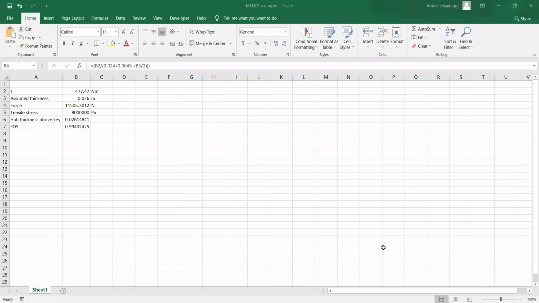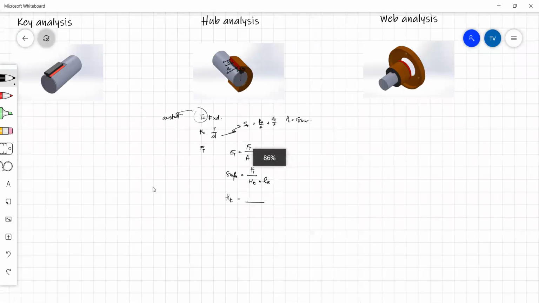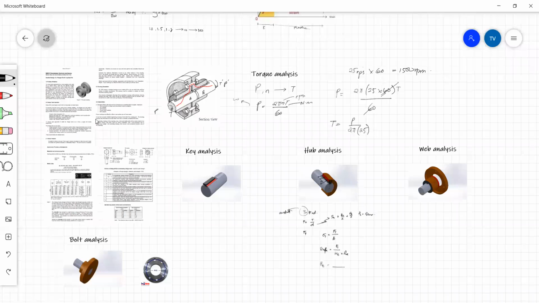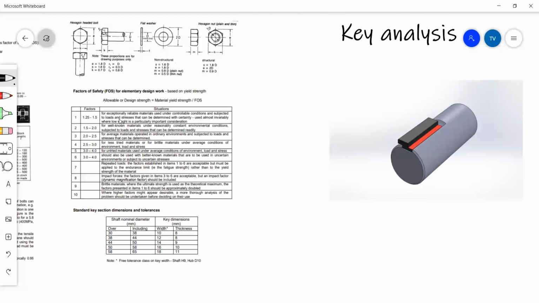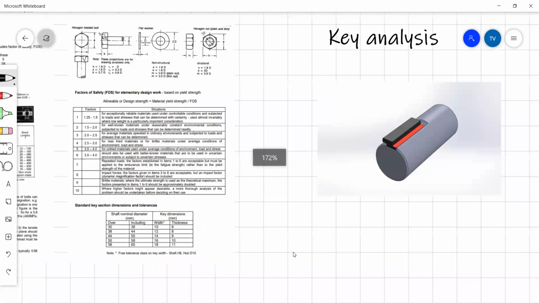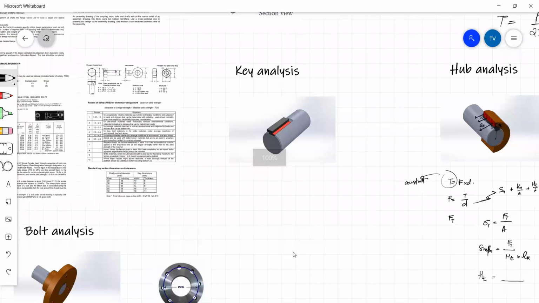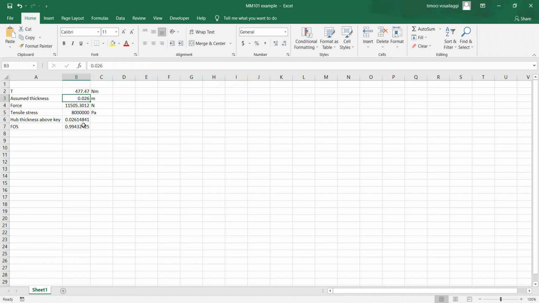So if you go back to your assignment, you see the different factors of safety. And it says here, factor of safety 1.25 to 1.5 for reliable materials under controllable conditions, which is what we are doing. So we will try and get a factor of safety of anywhere between 1.25 and 1.5. So back to our Excel sheet, we will just keep changing the thickness until we get a factor of safety close to 1.25. If I enter a thickness of 31 millimeters, I get a factor of safety of 1.257, which is an acceptable factor.